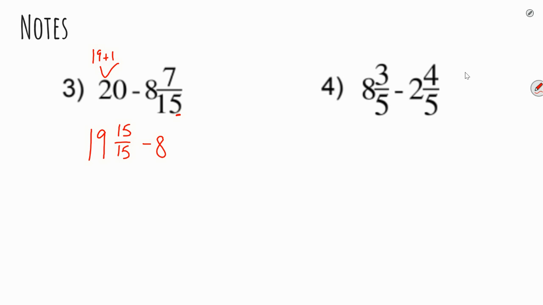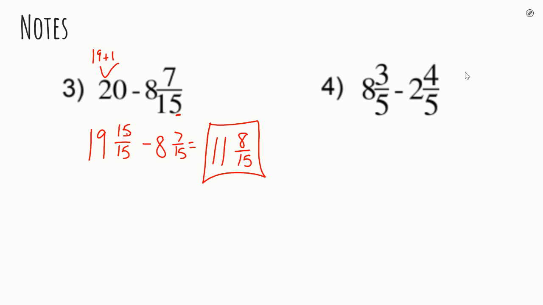Now I can take my 8 and 7/15 away. Okay, my answer is going to be positive. Take 15 minus 7 to get my 8. Take your 15. Then 19 minus 8 is 11. And that cannot be reduced anymore, so that is our final answer.